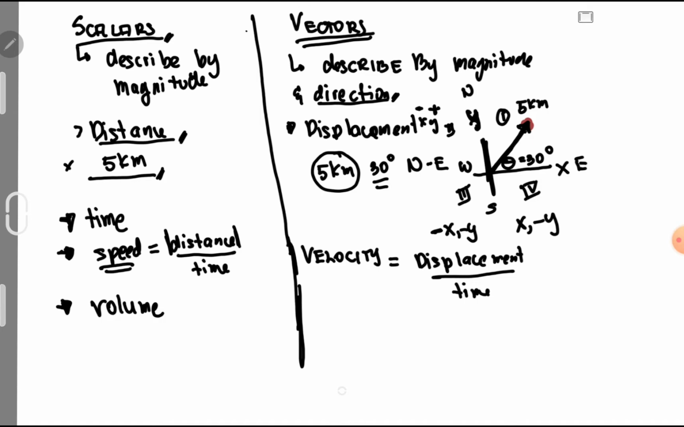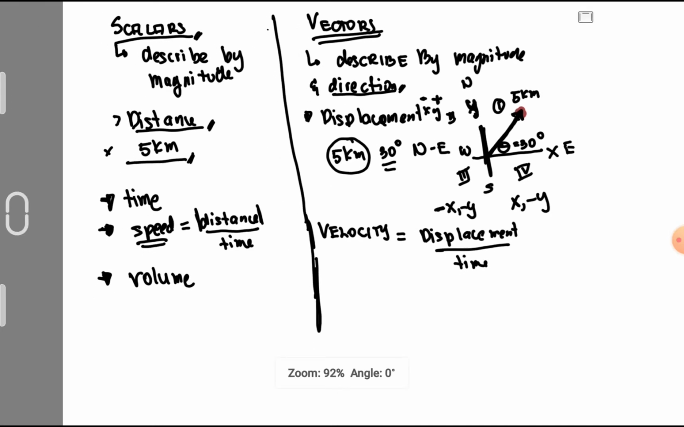How about mass? Take note, mass is also a scalar quantity.